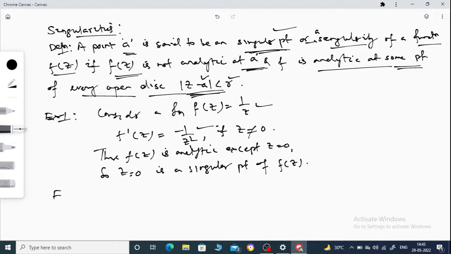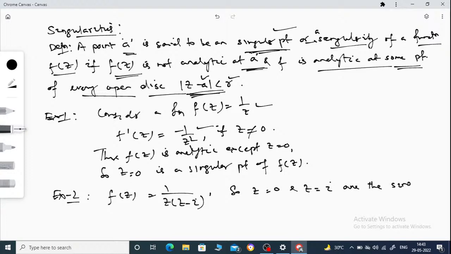Similarly, if I take another example, suppose my f of z is 1 divided by z into z minus i. Whatever its first derivative may be, the function is not defined at z equal to 0 and z equal to i. So you can say z equal to 0 and z equal to i are the singular points of f of z. Okay, now go to the next page.